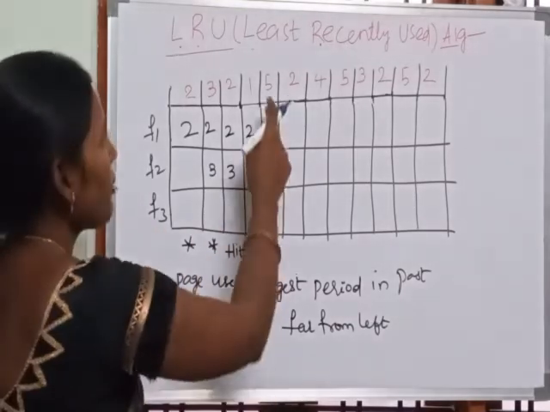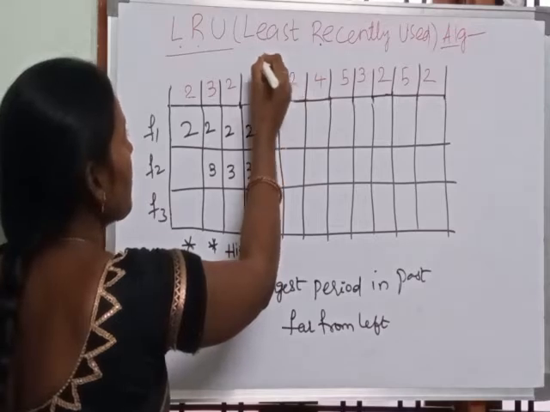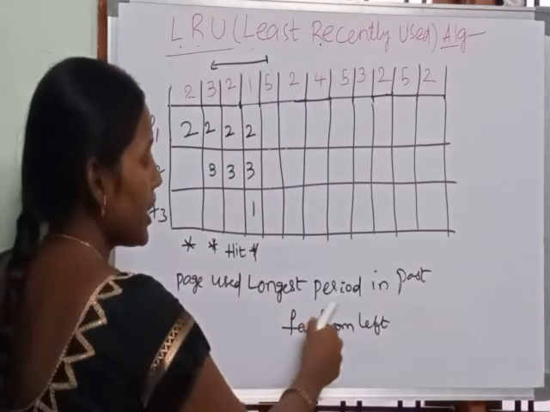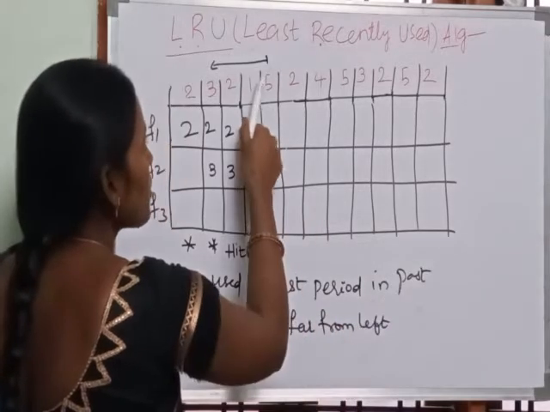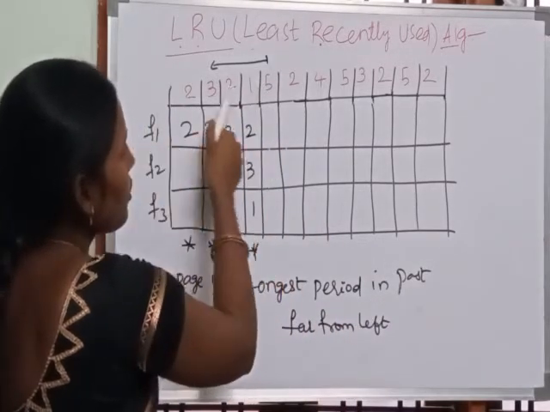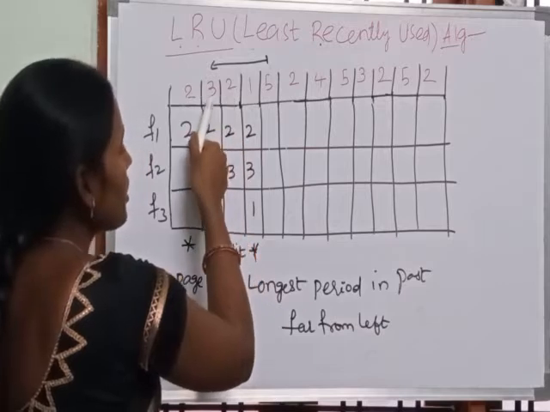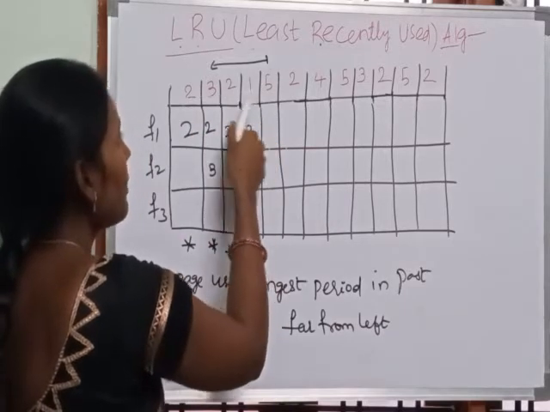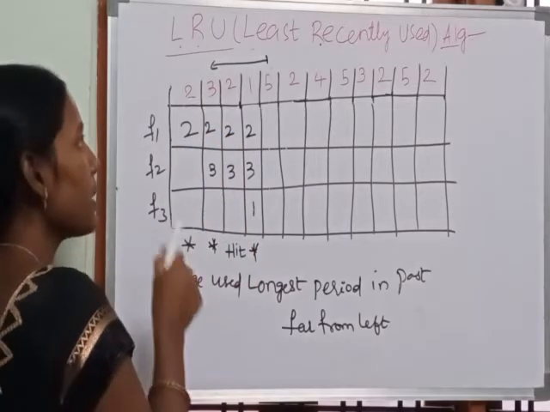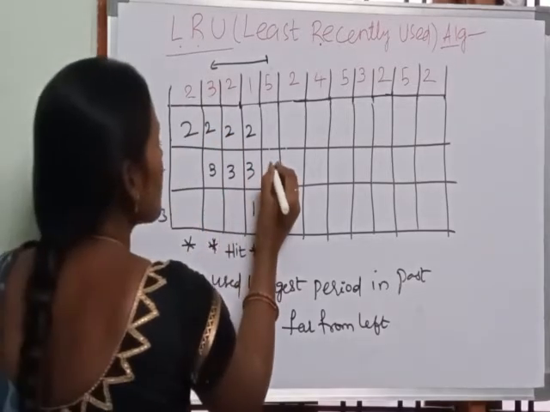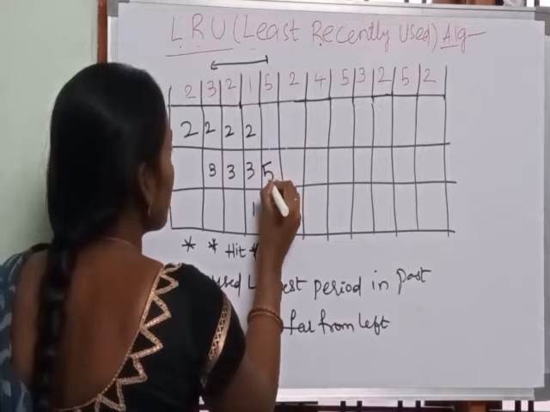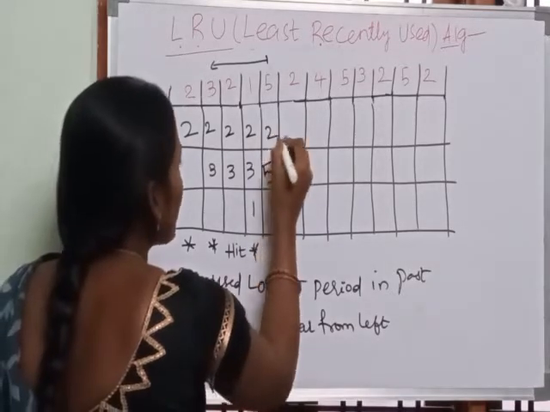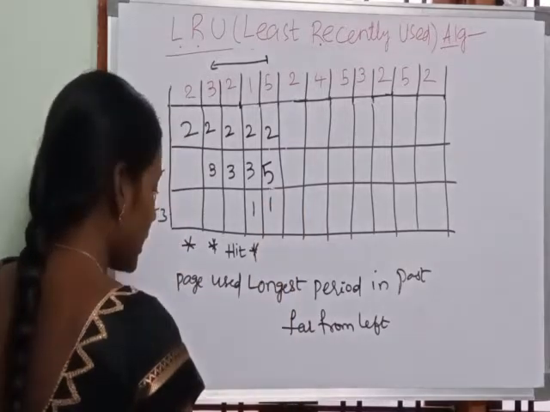Now, from 5, look over the past, the longest period in the past. So the past is this one: 1, 2, 3. Out of this, 1, 3, 2, which is far from the 5? 3 is far. So we replace 3 with 5. Now write as it is 2 and 1.